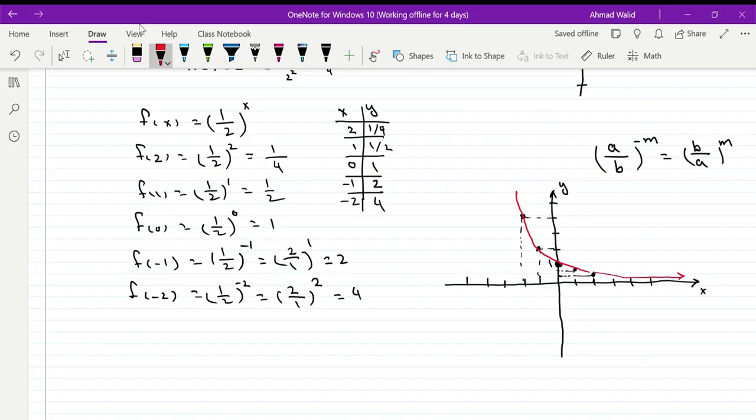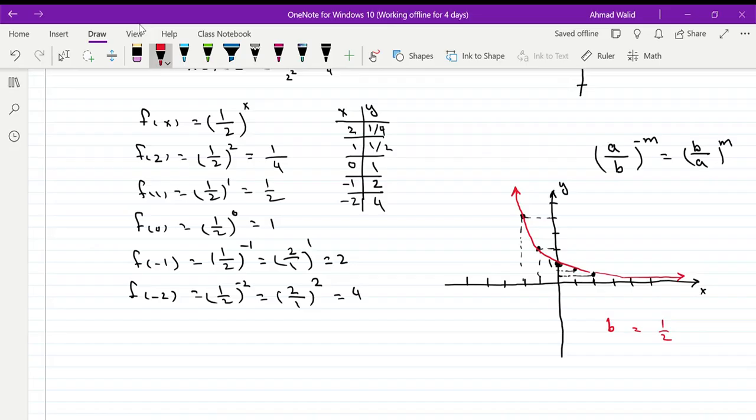remember your graph never touches the x-axis, or you can call the x-axis the horizontal asymptote for these functions. In this example, you see that your b is equal 1/2, which is greater than 0, less than 1. That's why the graph falls from left to right, or we call it an exponential decay. Correct?